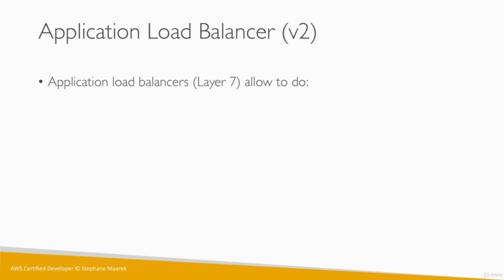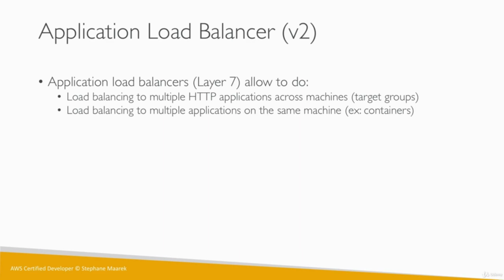So application load balancers are v2, and they're called layer 7, because they allow you to work at the HTTP level. So the application load balancers allow you to handle multiple HTTP applications across machines. And so we're going to group these applications in target groups. In the next slide, I have a diagram to show you. Also, we can load balance to multiple applications on the same machine, and that's containers. So that's a very common question at the exam.